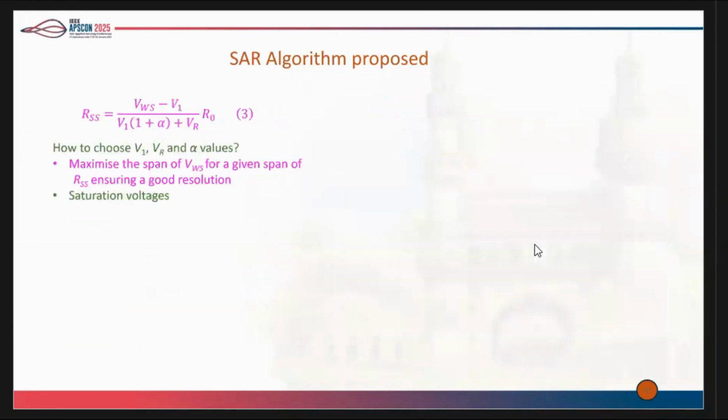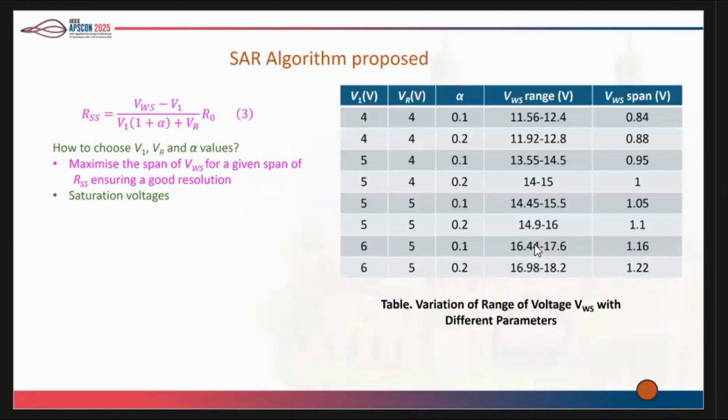Now there is the question of how to choose the parameters like V1, VR, and alpha. Alpha is the ratio of two known resistances used. Our aim is to maximize the span of BWS for a given span of RSS, ensuring good resolution. We also have to take care of the saturation voltages of the op amps.